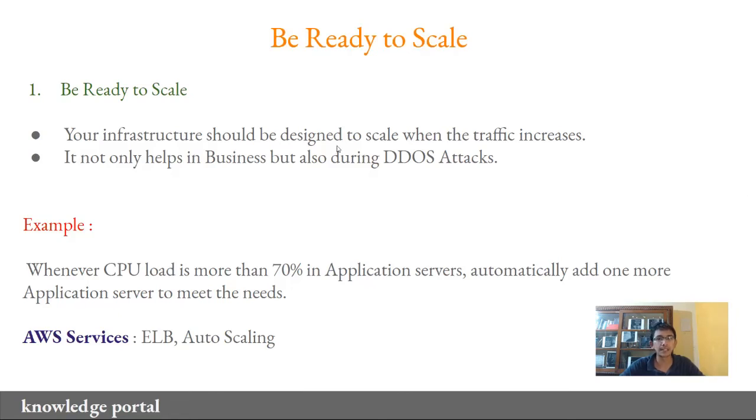Typically during DDoS attacks, you get a huge surge in traffic. So if you have auto scaling enabled with ELB, you should be able to withstand the surge at a certain level so that your website keeps on working and also serving the customers.